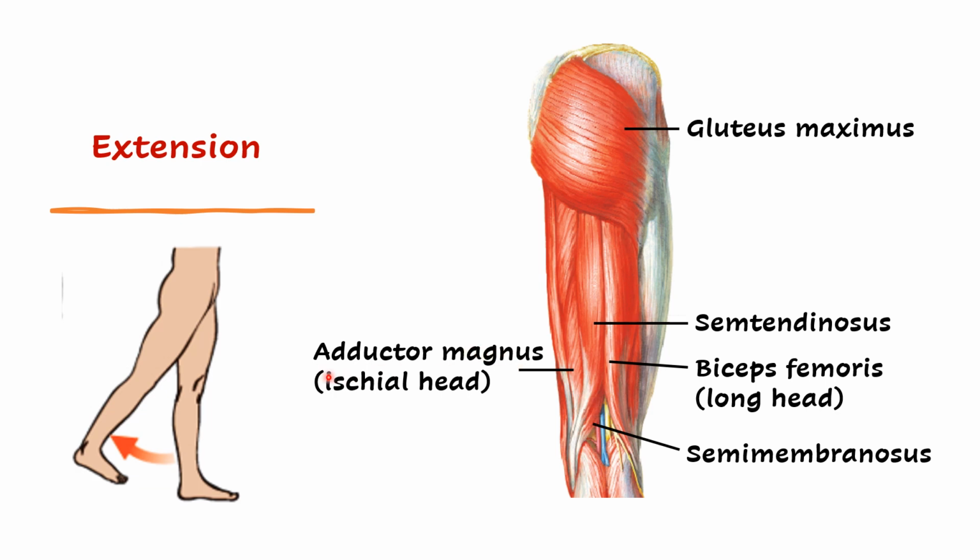And we have the adductor magnus. Which part? The ischial head only, right? The other part will be involved in adduction. Only the ischial head will be involved in extension at the hip joint.